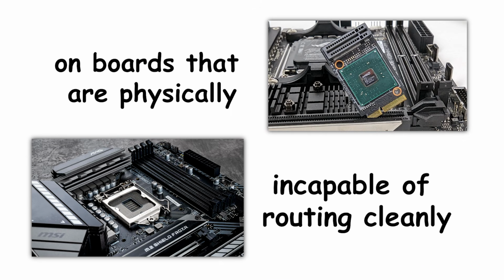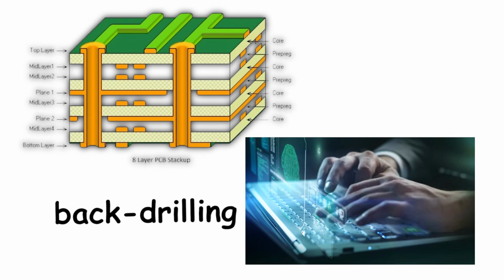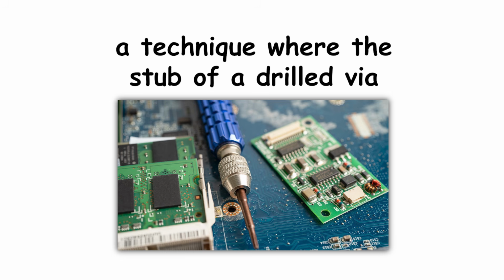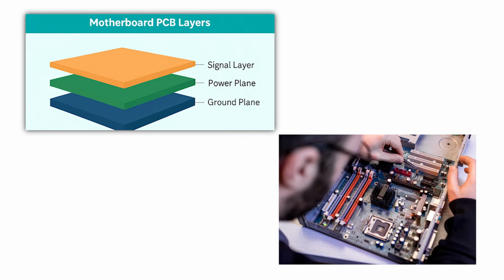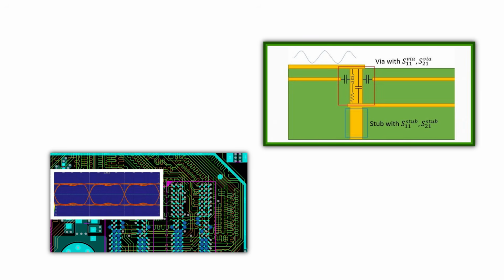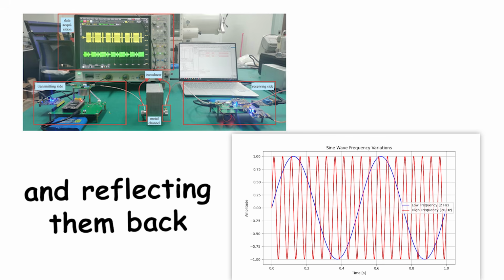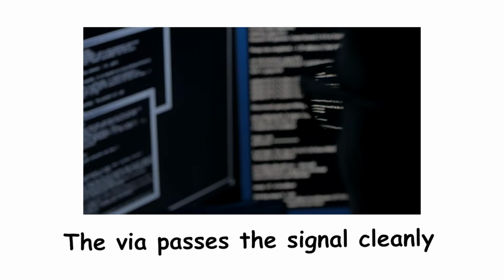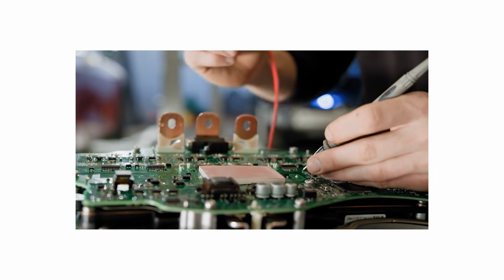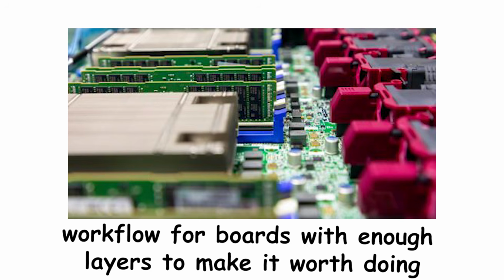incapable of routing cleanly. 8-layer boards allow for a manufacturing process called backdrilling, a technique where the stub of a drilled via, the vertical channel connecting layers, is precisely removed after fabrication. The stub of an undrilled via acts as a tiny signal trap, catching high-frequency components of a waveform and reflecting them back. Backdrilling eliminates the stub. The via passes the signal cleanly. This is not an exotic process. It is a standard feature of the manufacturing workflow for boards with enough layers to make it worth doing.